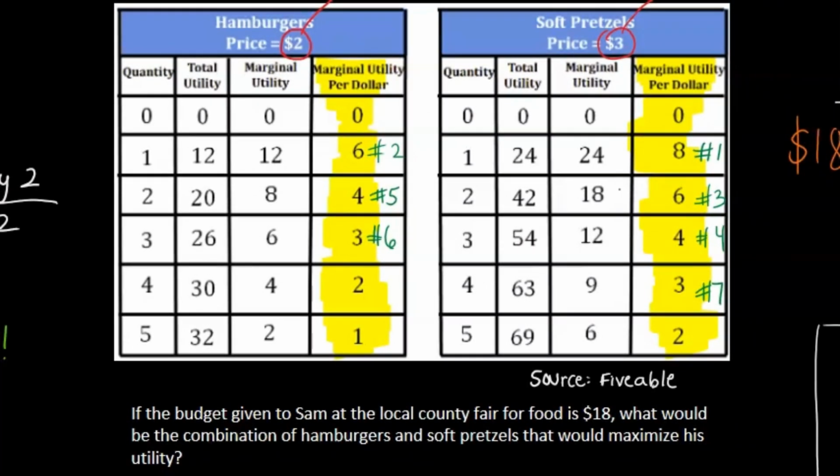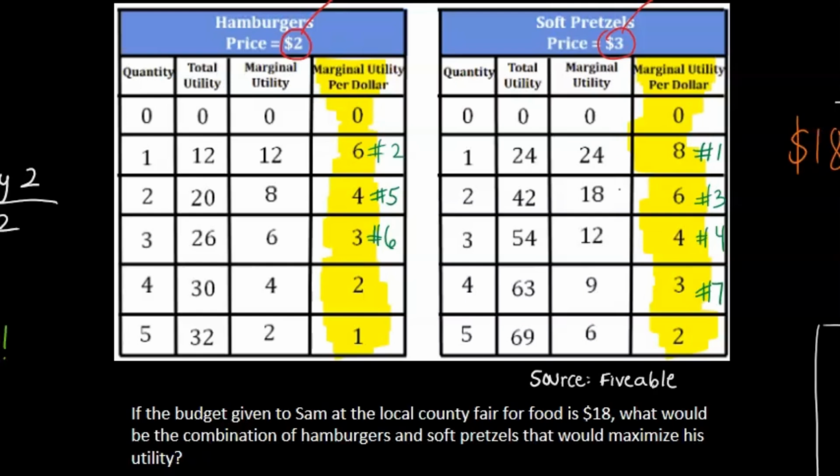So if we had a problem here, if the budget given to Sam at the local county fair for food is $18, what would be the combination of hamburgers and soft pretzels that would maximize his utility? Okay, we can see that for hamburgers and soft pretzels, they've already calculated the marginal utility and marginal utility per dollar for us, but if they didn't, it's pretty simple to do so.